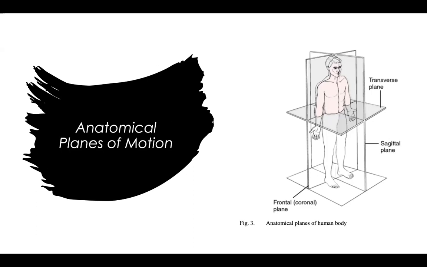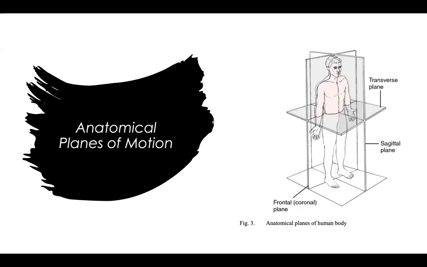And we can think about yoga postures that occur mostly in this plane. We can think about our standing forward bends or standing back bends, bridges, things like that are primarily occurring within a sagittal plane of motion.